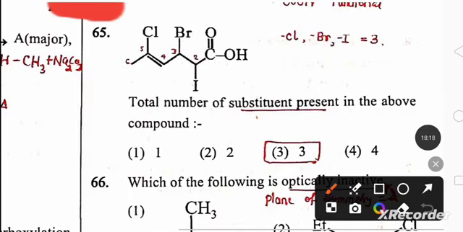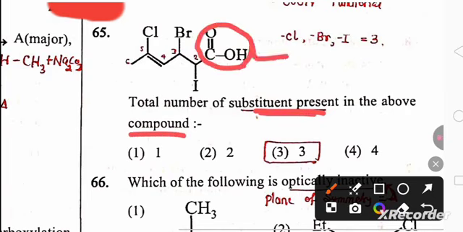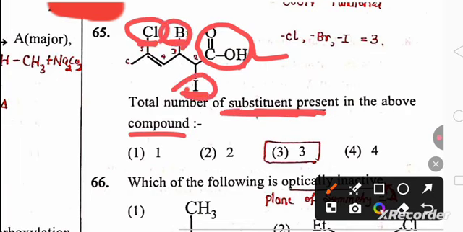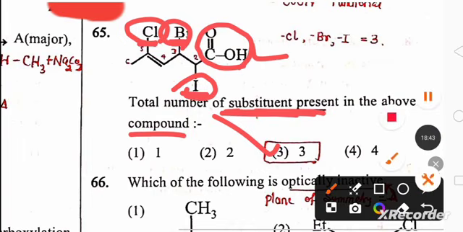We have one compound. We need to find the total number of substituents present in the above compound. As we know, according to IUPAC, the carboxylic group is a functional group. It has more priority, whereas chlorine, bromine and iodine will have less priority. So chlorine, bromine and iodine will be the substituent groups present in this compound. So these three are the substituent groups. Option 3 is the right answer.